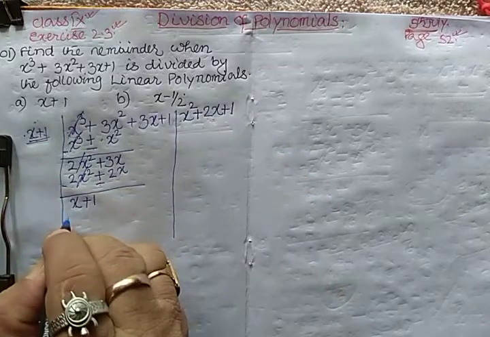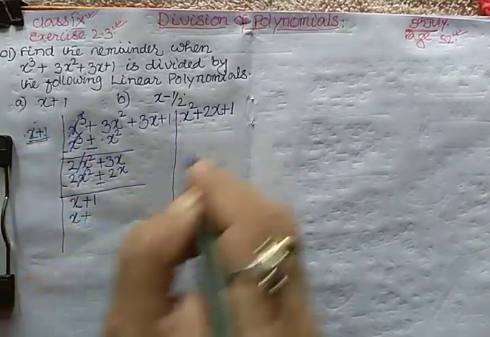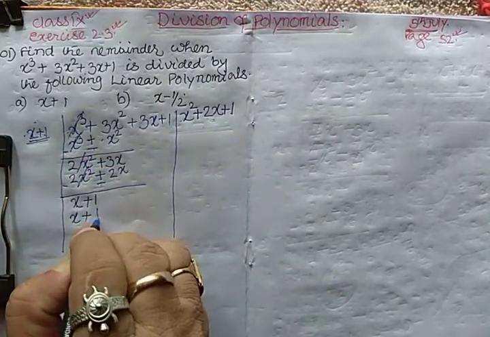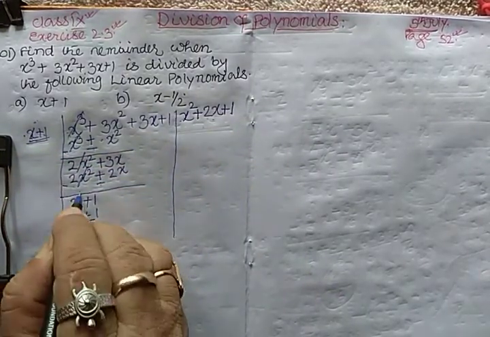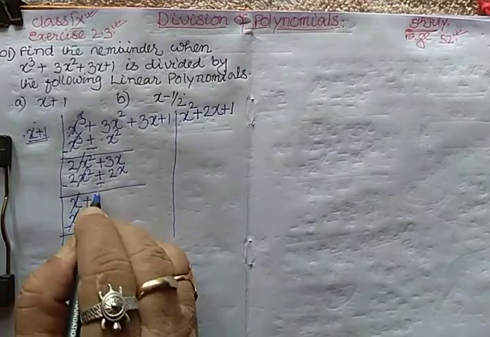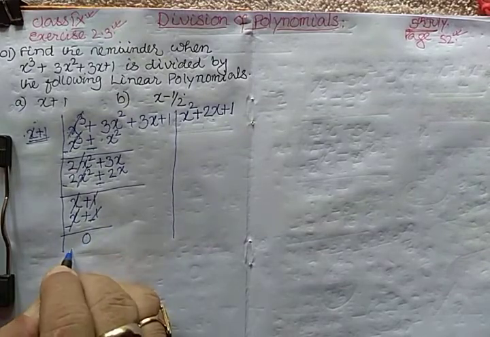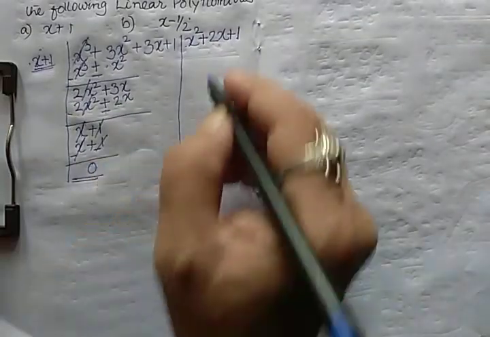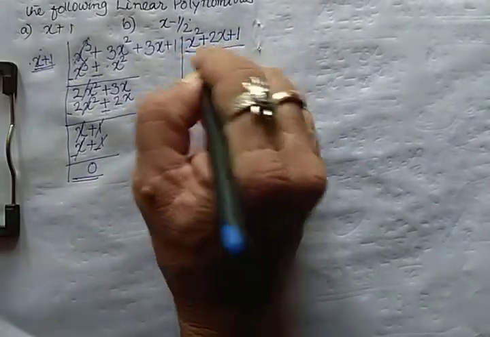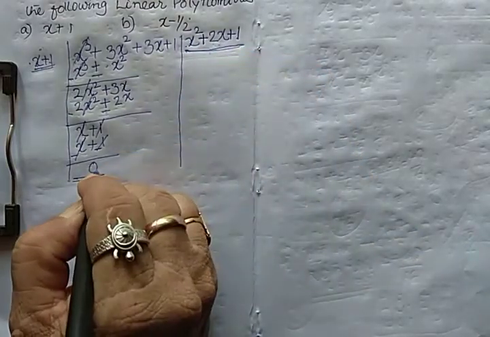1 into x, x. Plus into plus, plus. 1 into 1, 1. Now you have to subtract. You have to change the sign. Plus x minus x cancels. Plus 1 minus 1 cancels. So your remainder here is 0. So now you got the quotient, this one. You got the remainder, this one.